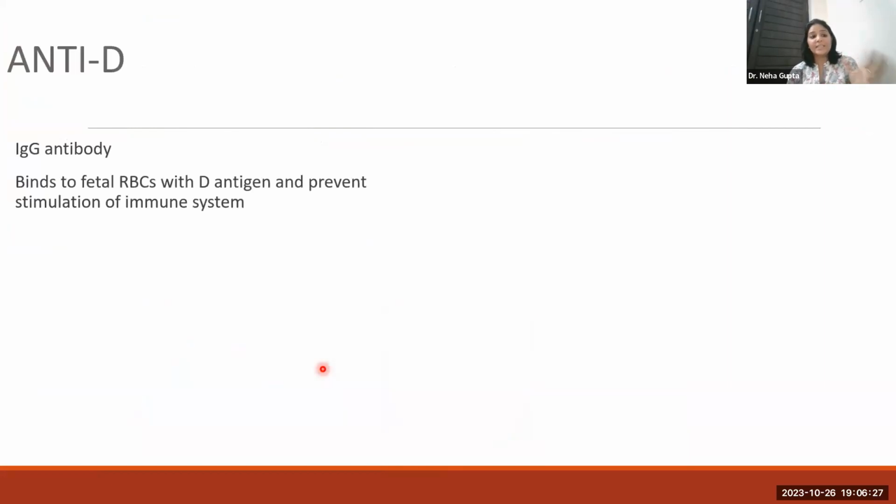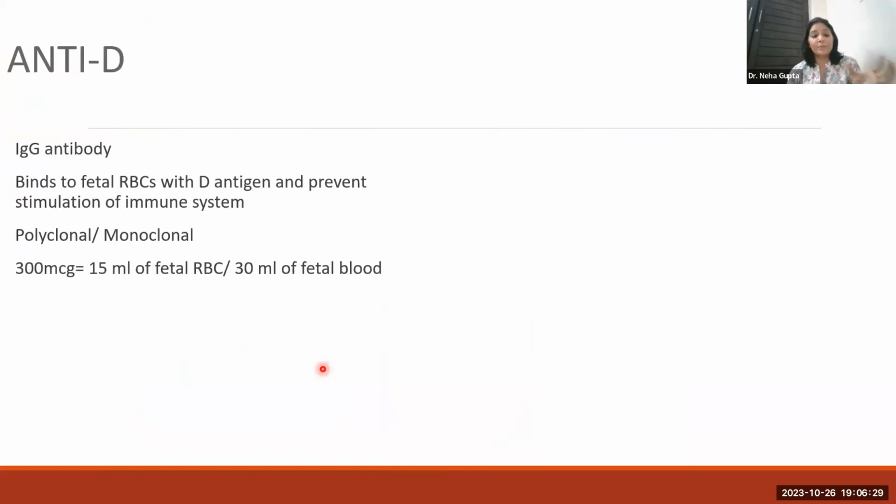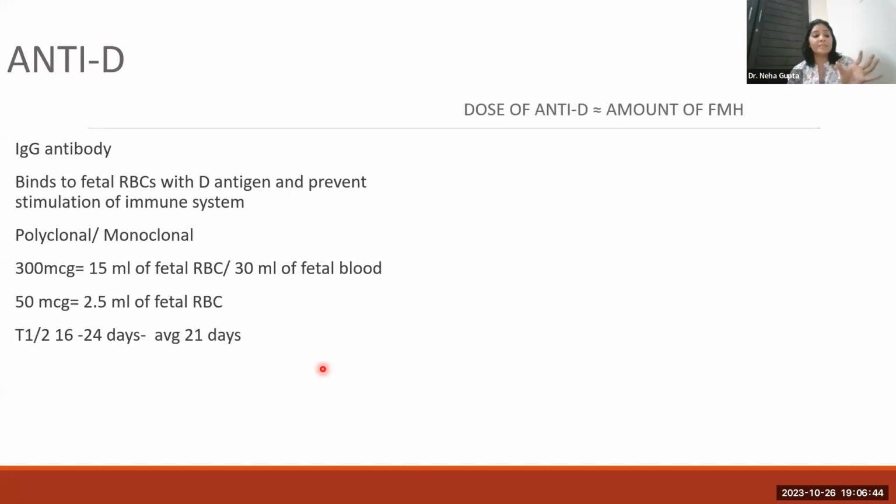So anti-D is basically an IgG antibody, which binds to fetal RBCs with the D antigen and prevents stimulation of the immune system. It could be polyclonal or monoclonal. The 300 microgram dose that is used after delivery is enough to cover 30 ml of fetal blood, and the average half-life is about 21 days.